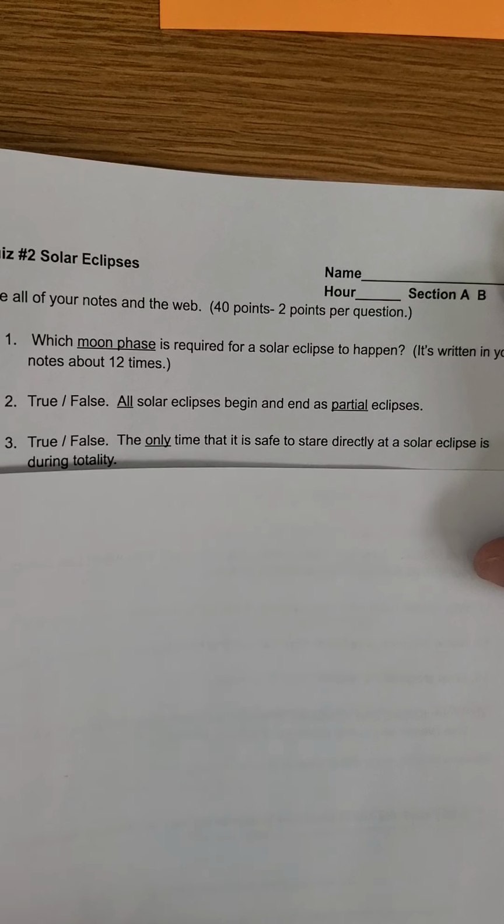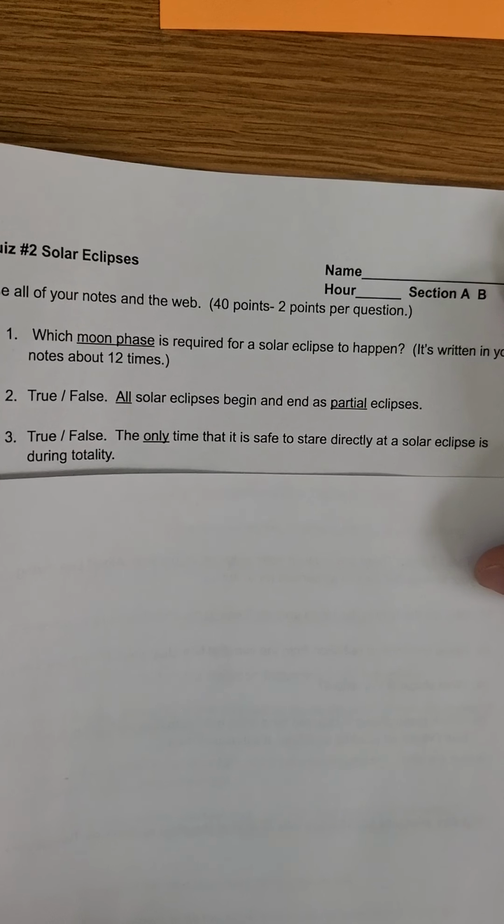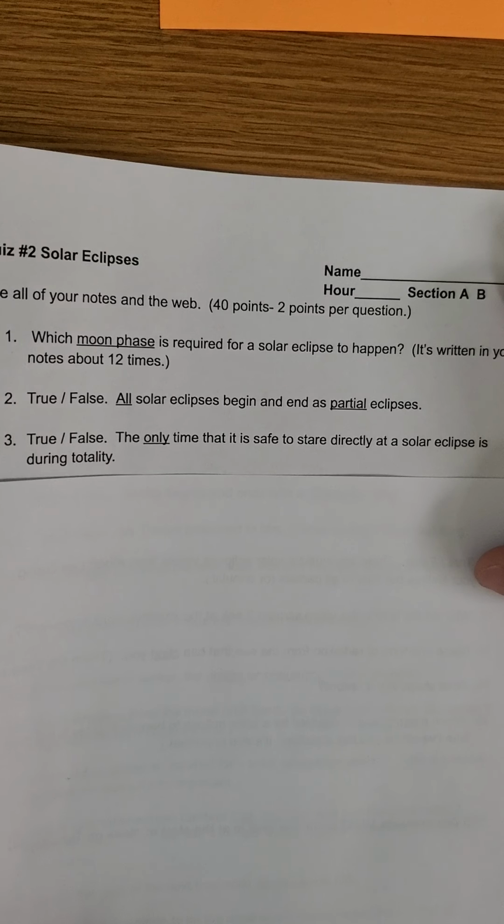Number three, true or false? The only time it's safe to stare directly at a solar eclipse is during totality. The only time it's safe to look straight at it, point a telescope at it, whatever, is during totality, when the moon has it all covered, the whole photosphere.